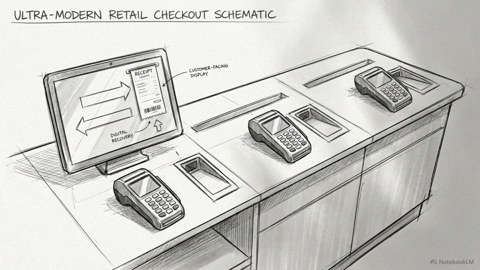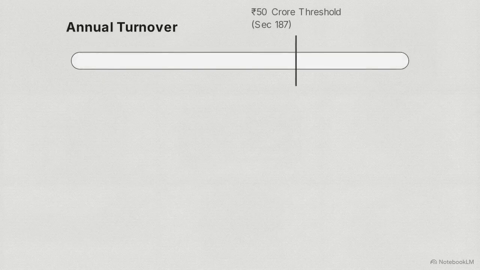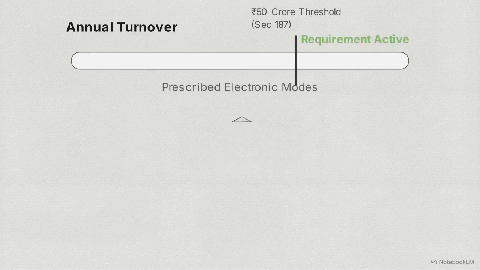Let's shift our focus from individual transaction limits to your required business infrastructure. Reference that turnover figure you wrote down earlier. This progress bar illustrates Section 187. The moment your gross receipts or turnover from the immediately preceding tax year crosses the 50 crore mark, you are legally required to provide prescribed electronic payment facilities.